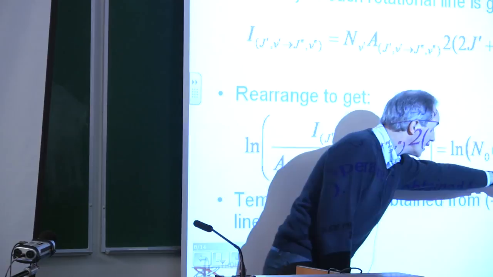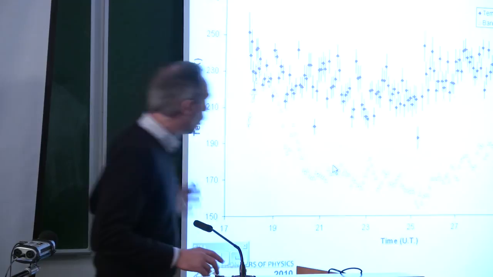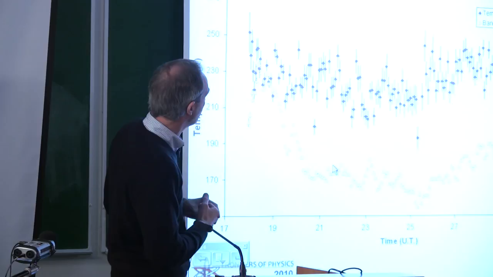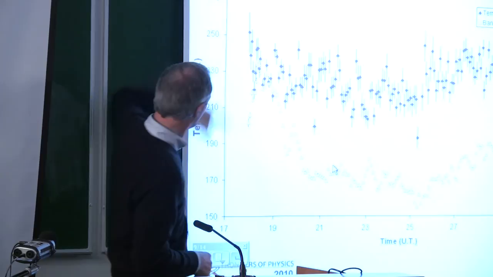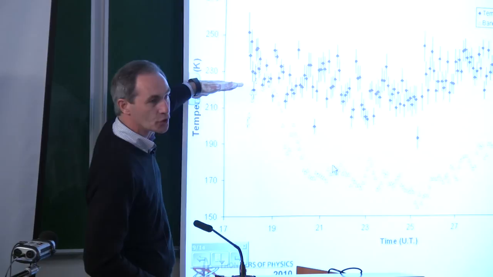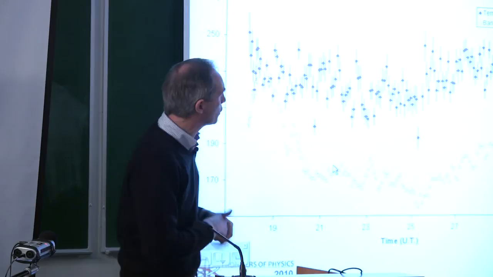So skipping forward, this is one night of data recorded at Maynooth. It was back in 1993. It just happens to be a slide I have. The blue points represent temperature, and these are the error bars in the temperature. Just to give you an idea of the scale, this is temperature on this scale, so you're talking about somewhere of the order of about 210 or 220 Kelvin. So it's quite cold. These purple ones are the intensity, but we're not so concerned about those right now.